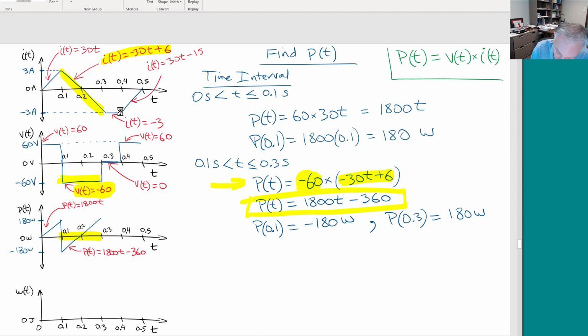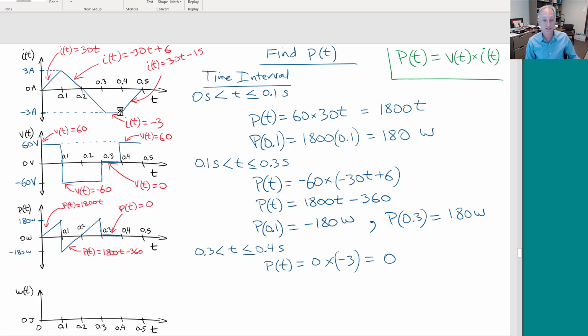Let's do the boundaries of that line on each end. We started at 0.1. P of 0.1 is minus 180 watts. So that's this end right here, and we have minus 180 watts here. And then at the other end, at 0.3, P of 0.3 works out to 180 watts. So it actually climbs up to the same point as this one. So that's that line, represented by that function. It's labeled P of t is equal to 1800t minus 360.